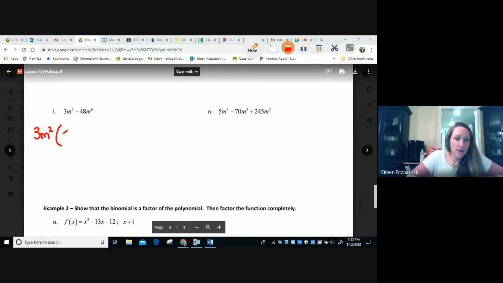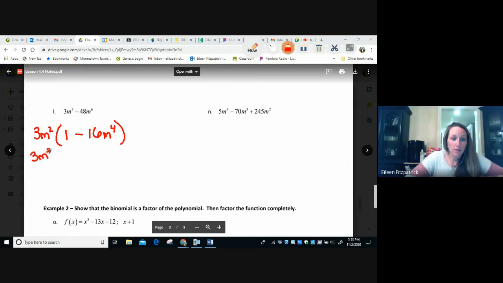If I factor that out, I'm left with 1 minus, because if you divide this by 3m squared, the first term simplifies to a 1. Minus 48 divided by 3 is 16. If you're dividing out 2 m's, you're left with m to the 4th. All right, so now you have to ask yourself, is this any factoring pattern? Because there's no GCF, but it is a difference of perfect squares.